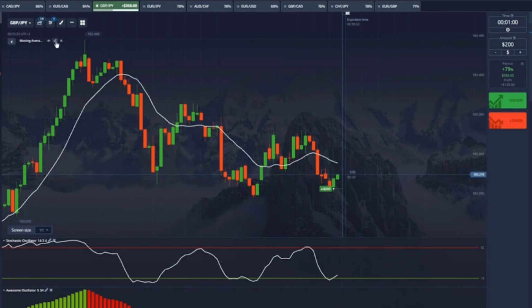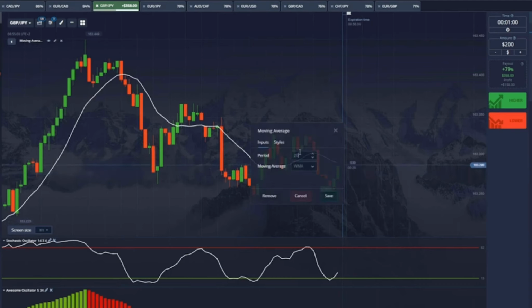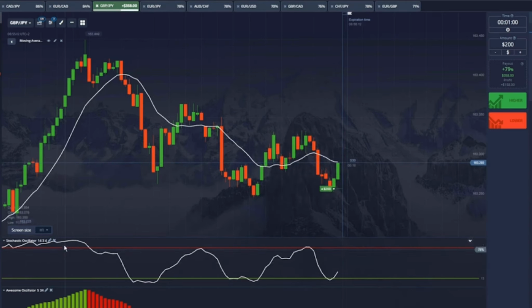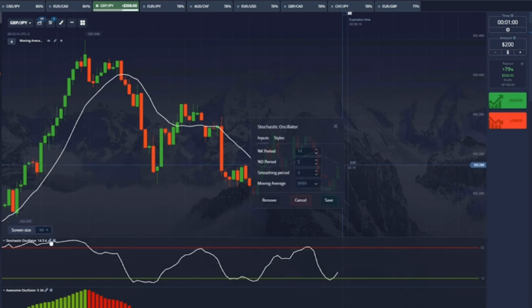First indicator is the moving average with period 20 and type WMA. The next indicator is the stochastic oscillator with K period 14 and the D period is not used. The smoothing period is 4 and the overbought line is set at 82 and the oversold line at 13.